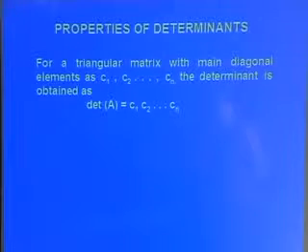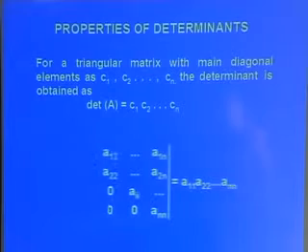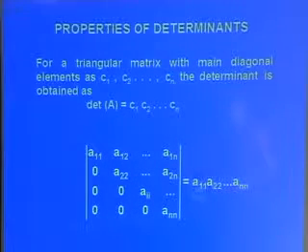Now, this result can be generalized to a triangular matrix. If we have a triangular matrix with main diagonal elements c1, c2, cn, then the determinant is obtained as the product of diagonal elements. Let us see the proof for this. Let us consider this triangular matrix. This is an upper triangular matrix in which all the elements on the upper side of the diagonal are non-zero, while all the elements on the lower side of the diagonal are 0. If this determinant is evaluated, it comes out to be the product of diagonal elements.